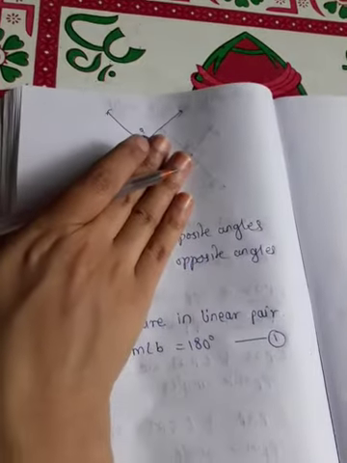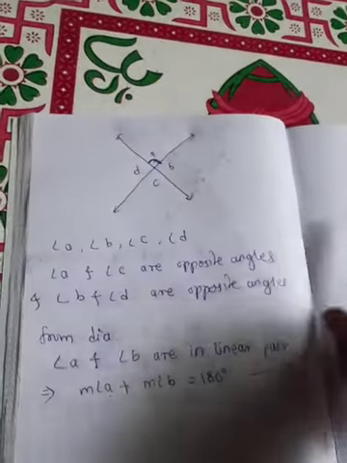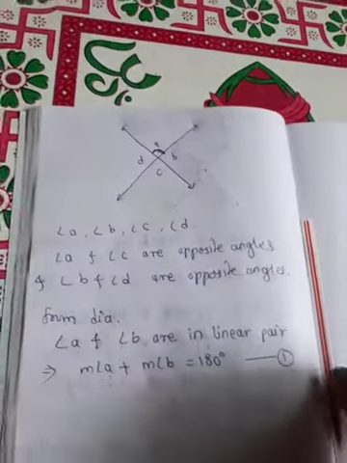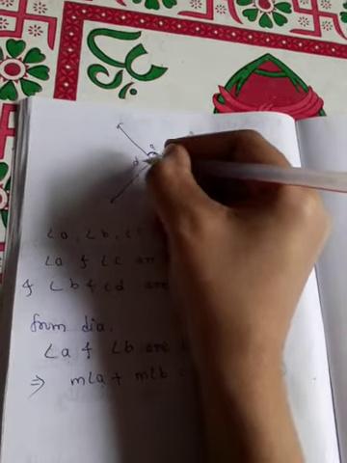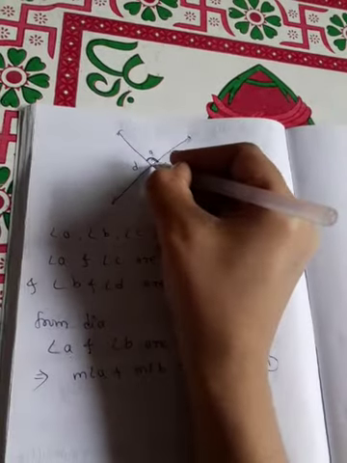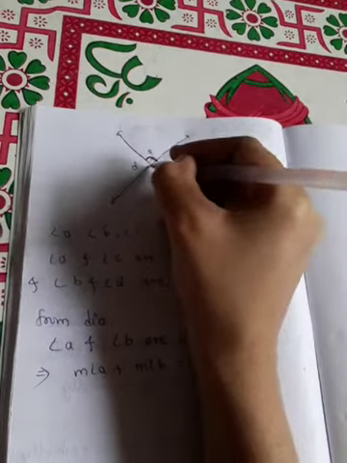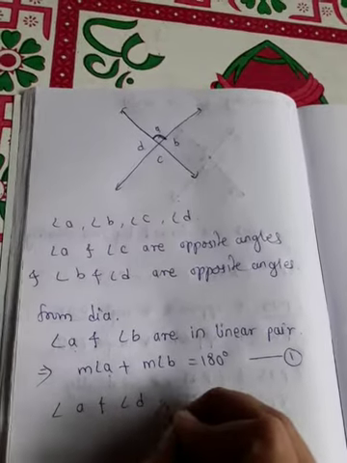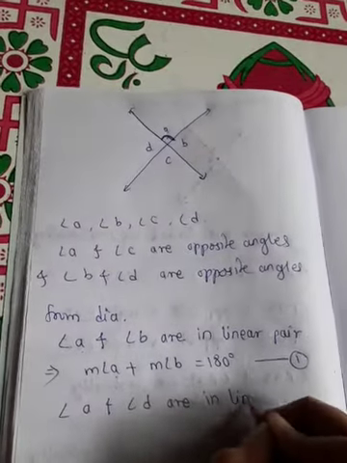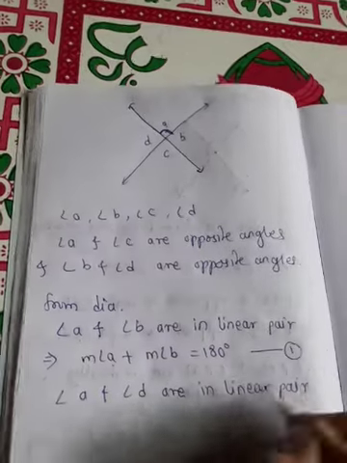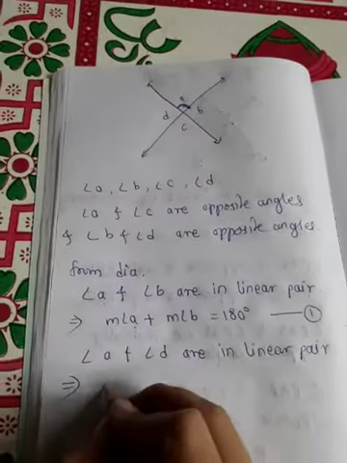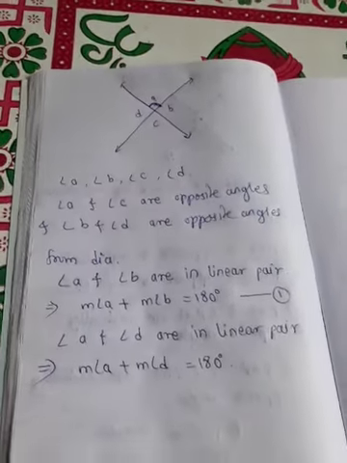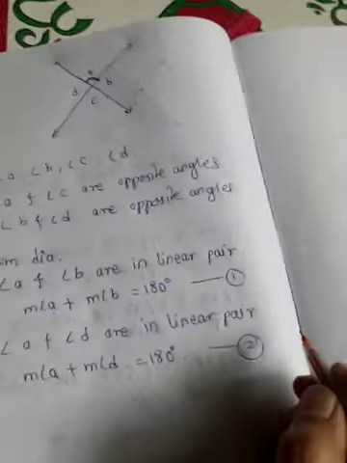Now again see this figure, this above diagram. In this portion, angle A and angle D are in linear pair, because they have one common arm and their other arms form a straight line. So angle A and angle D are also in linear pair. So again by definition, the measure of angle A plus the measure of angle D is 180 degrees. Okay, so we have got two pieces of information from this diagram.